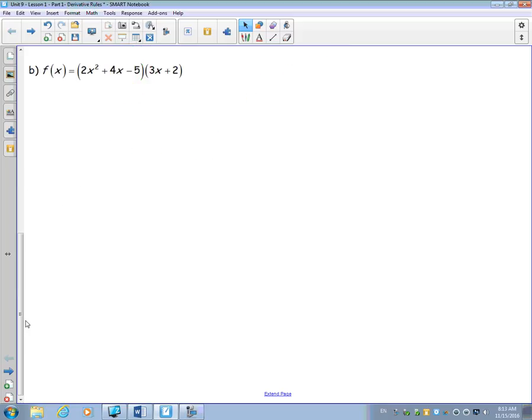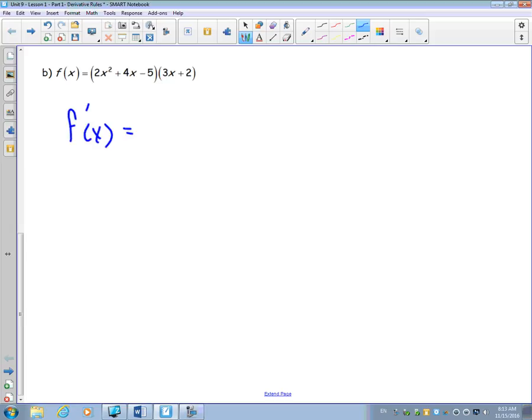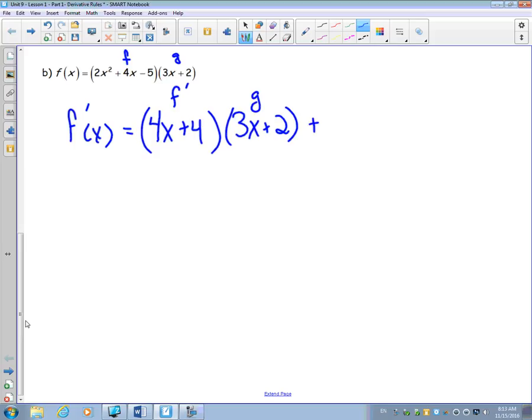So we'll try the next one. Give it a try yourself. See if you can figure it out. And if not, check back in. Okay, so f prime of x. Okay, we'll call this f. We'll call this g. So the derivative of f would be 4x plus 4. That's f prime times g. So keep it exactly the same. Plus the derivative of g times f. Now f is that entire first bracket. So I'll write it all out. And there's your two parts.